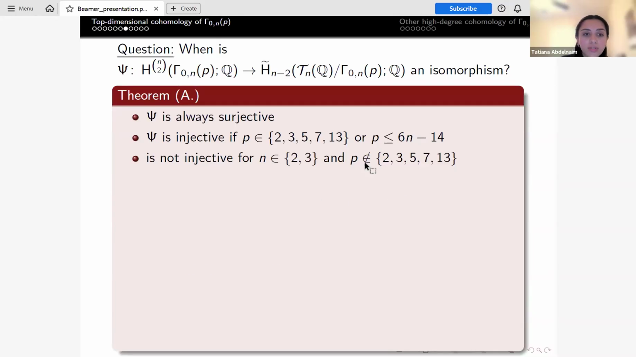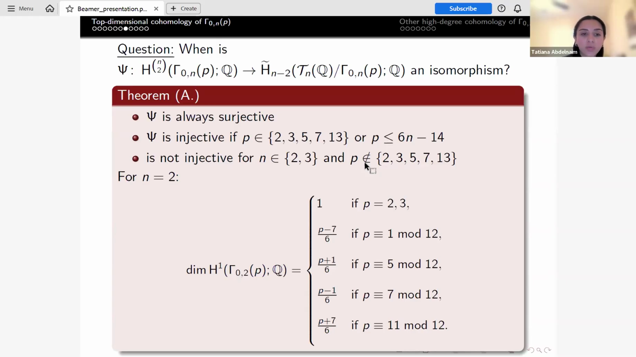I also show that we have a full description for n equals 2. So for n equals 2, n choose 2 is 1. So now we're looking at the dimension of H1 of gamma 0, 2. And we have this full description, so we know exactly what happens for each prime number. And now we see for p equals 2 and 3, it is 1. For p equals 13, it's also 1. 5, 7, it's also 1. And so the domain of psi is Q, and then the codomain is Q, and so we do get the isomorphism for this special list of prime numbers.